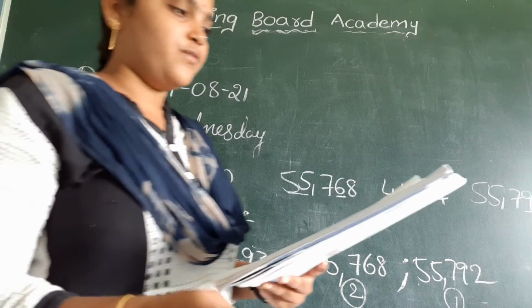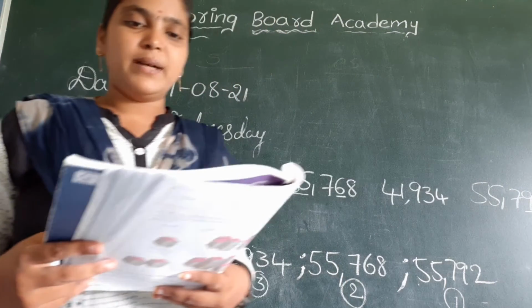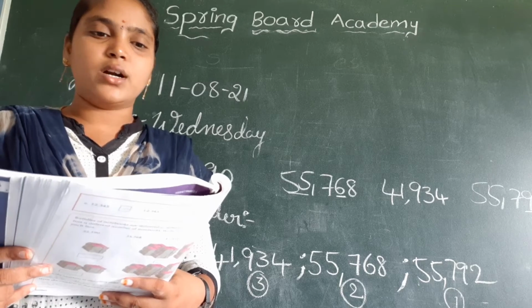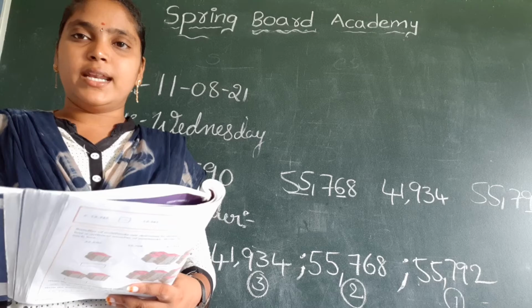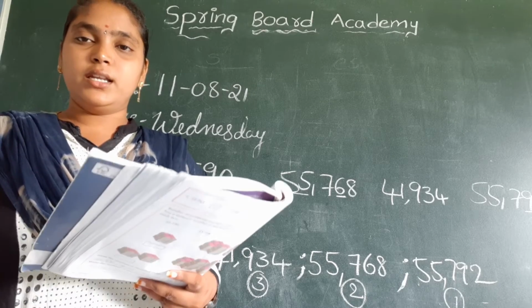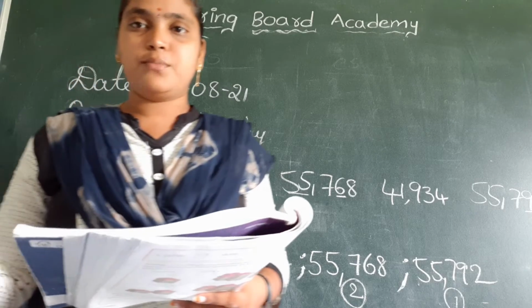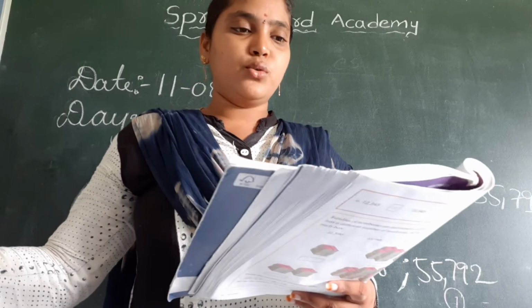Next, turn to the next page, 45. Arranging numbers in ascending order or descending order helps us compare more than two numbers.